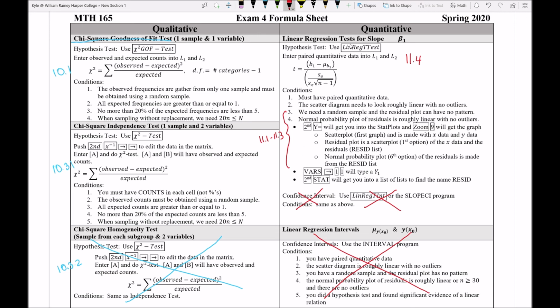The rest of this box is just the information that we need to perform our hypothesis test for B1, that population slope. And I have my conditions over here, which we talked about how to meet in 11.1 through 11.3. All of this bullet pointed information here is just all of the information necessary to create all of the different pictures like scatter diagrams and residual plots and normal probability plots that we needed to create to check these conditions appropriately.